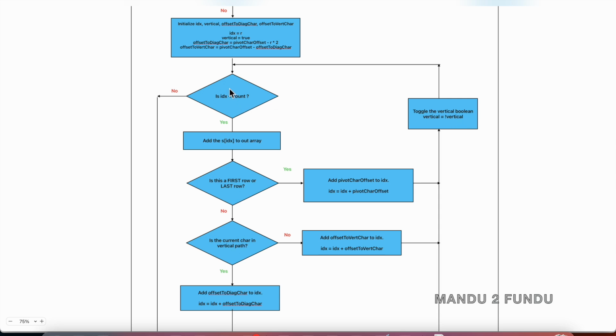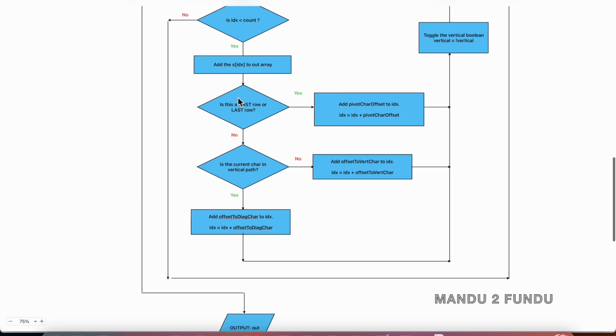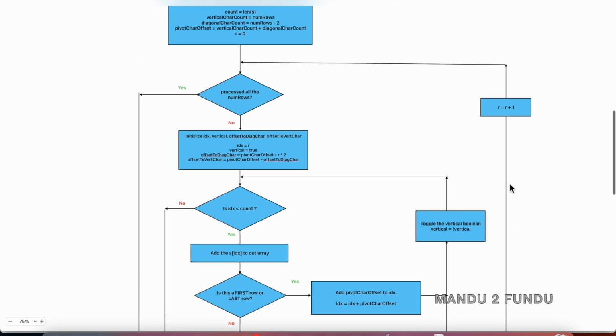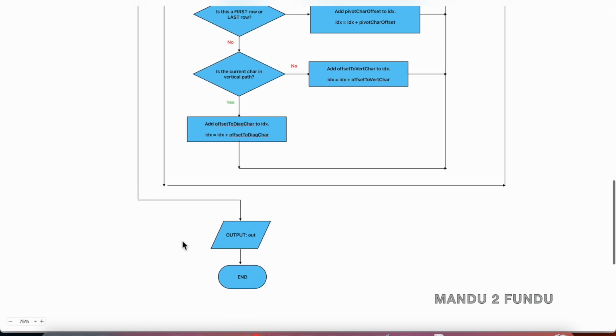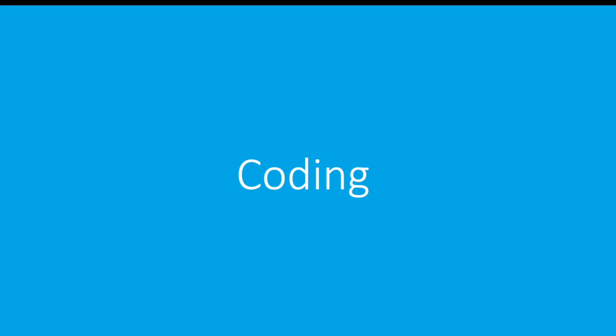Okay, so this inner loop continues until the idx is less than the maximum number of characters in the input string. Then the moment the index is greater than the count, we come out of that inner loop and go ahead and process the next logical row. Once all the rows are processed, we come out and return the output string. Let's move on to coding.